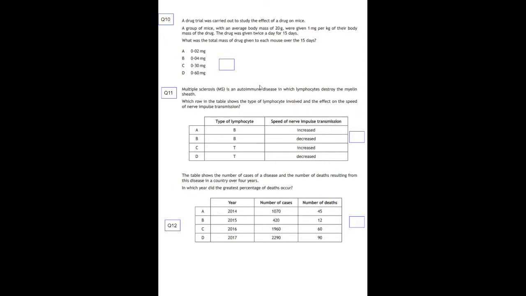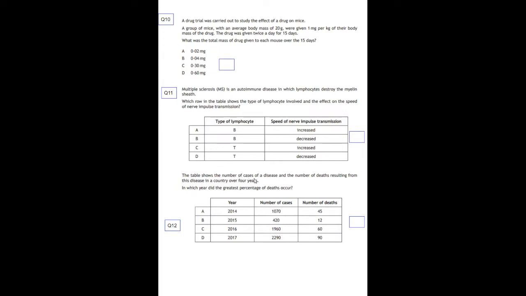Multiple sclerosis, MS, is an autoimmune disease in which lymphocytes destroy the myelin sheath. We talked about myelin before being produced by the glial cells. The row on the table showing the type of lymphocyte involved. So it's an autoimmune reaction. So allergy was B cells and autoimmune was T cells. And because you're destroying the myelin, that will decrease the speed of nerve transmission. So the answer is D.